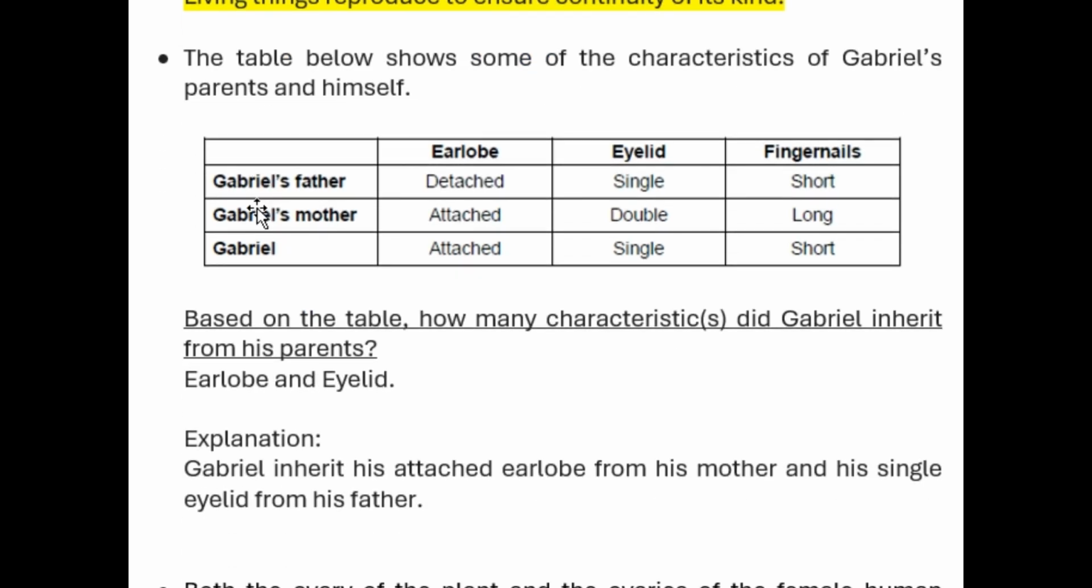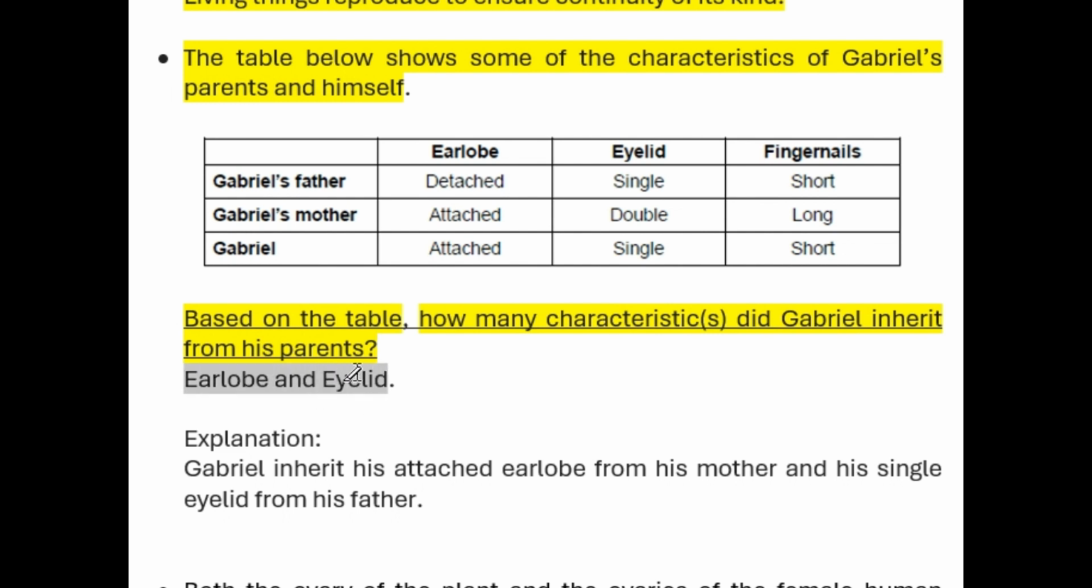The table below shows some of the characteristics of Gabriel's parents and himself. Based on the table, how many characteristics did Gabriel inherit from his parents? Earlobe and eyelid. Explanation. Gabriel inherited his attached earlobe from his mother and his single eyelid from his father.